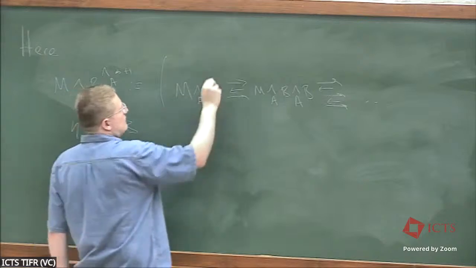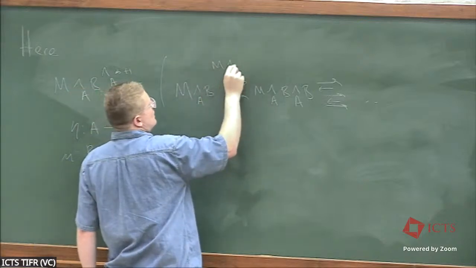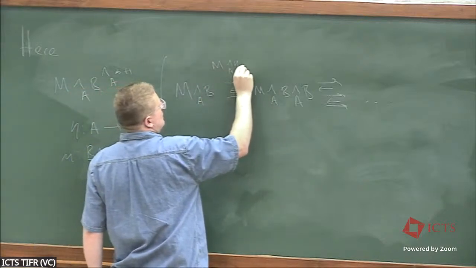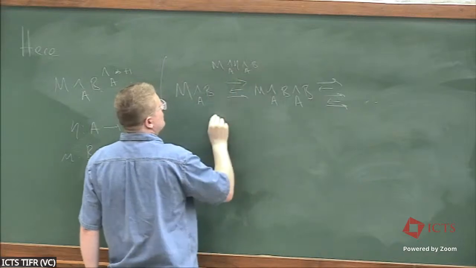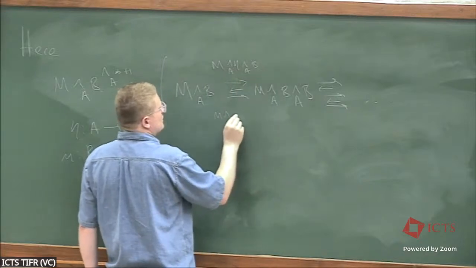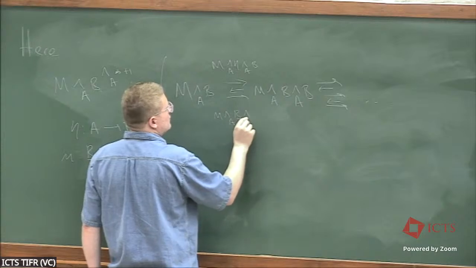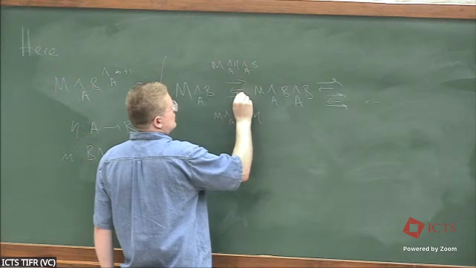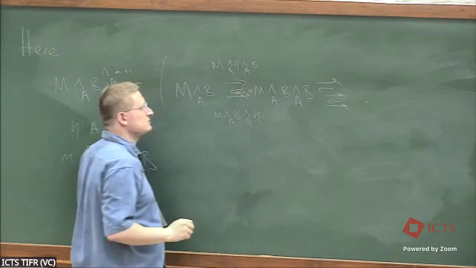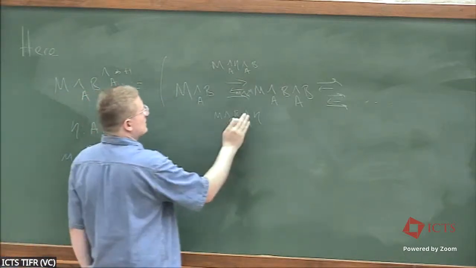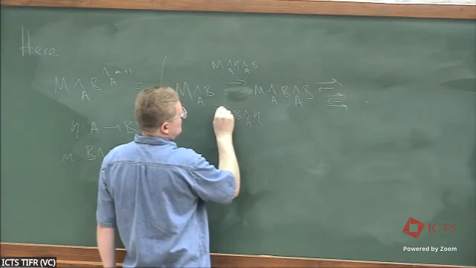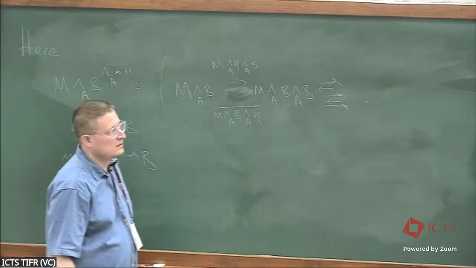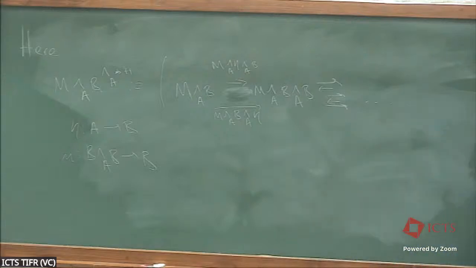So the maps are given by M smash over A with eta smash over A with B, M smash over A with B smash over A with eta. This is the M smash over A with the multiplication. That's probably not legible. Sorry about that. This is the limit over the simplex category.